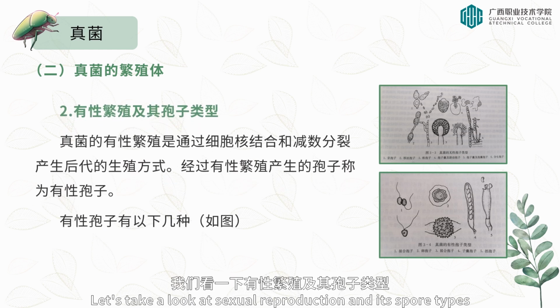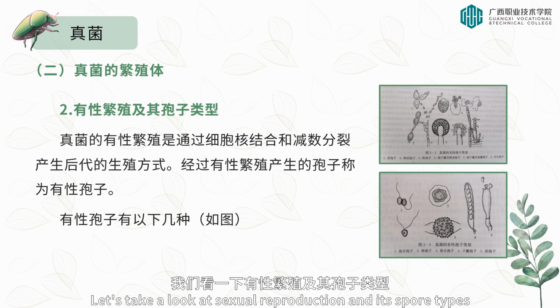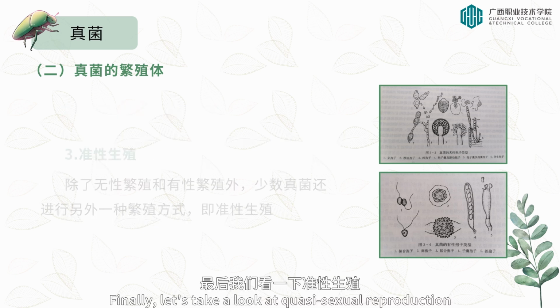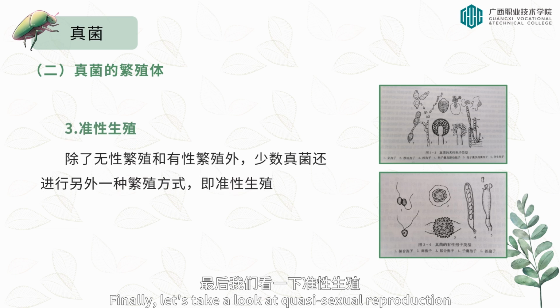Then, let's take a look at sexual reproduction and its spore types. Sexual reproduction of fungi is a way of producing offspring through nuclear fusion and meiosis. Spores produced by sexual reproduction are called sexual spores. There are the following kinds of sexual spores. Finally, let's take a look at quasi-sexual reproduction.